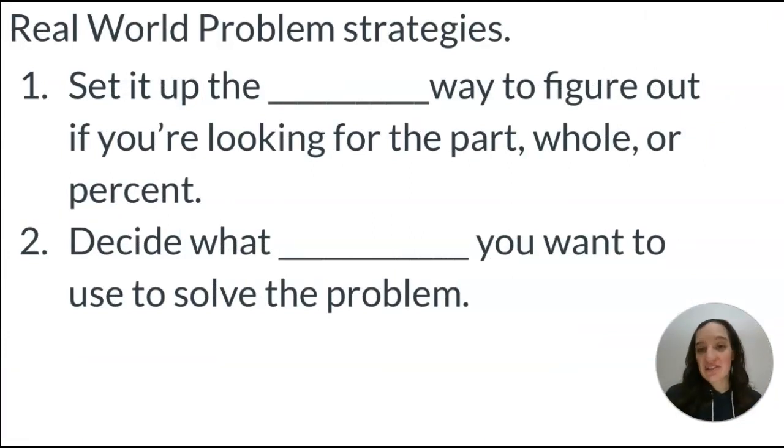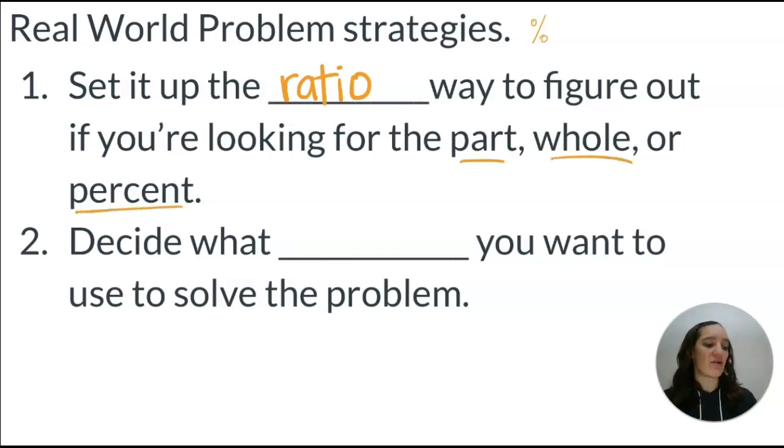Here is how I would solve a percent problem that I didn't quite know. Are we working on finding the whole or the part of the percent? At the very start, if I saw the word percent or the symbol for a percent, so I knew it was a percent problem, the very first thing I would do is set it up the ratio way. That way, I could figure out if I was looking for the part, the whole, or the percent. Once I know that, then I could decide what strategy to use to solve the problem.